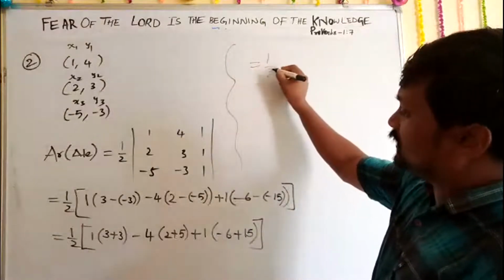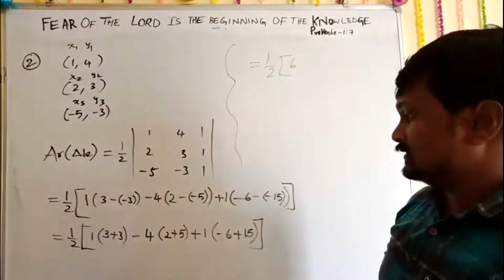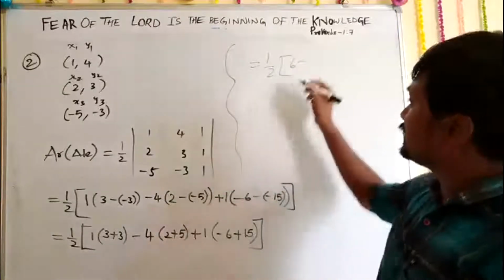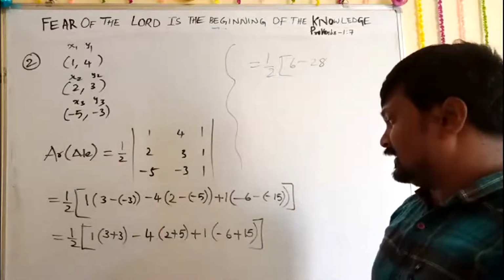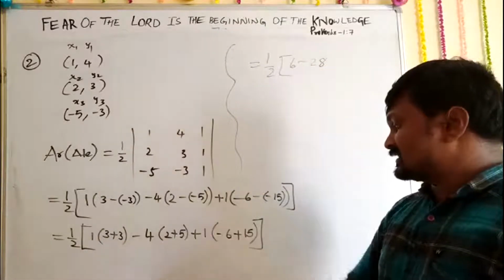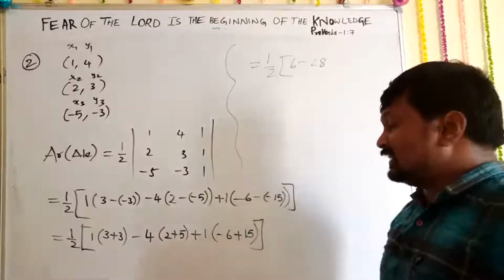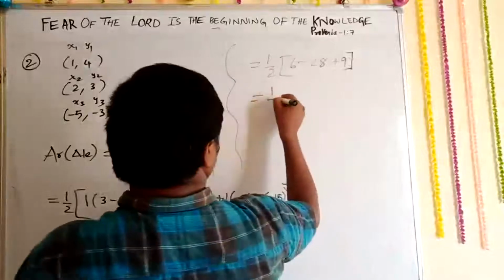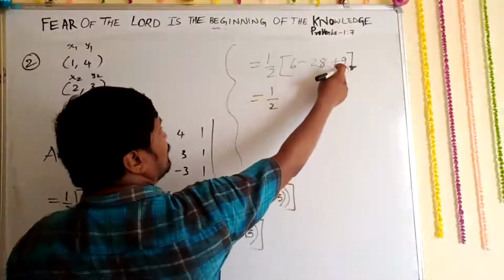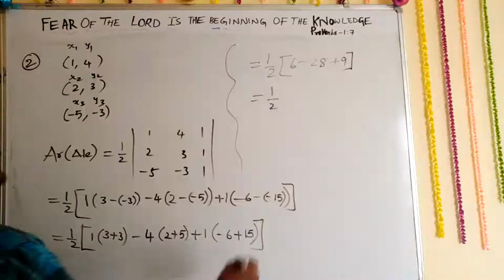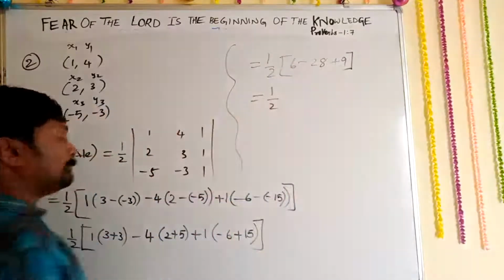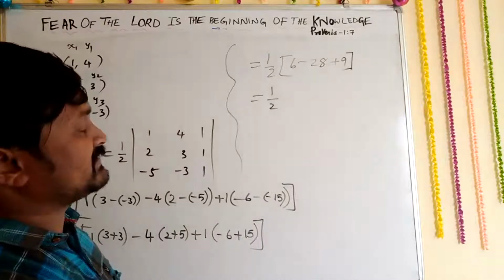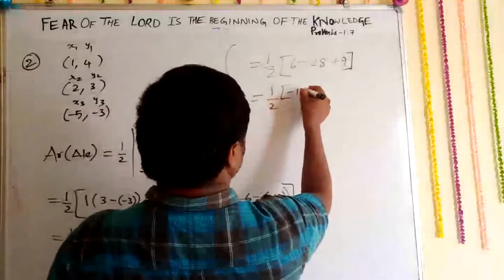So that is equal to half of 6 minus 5 plus 2, 7. 7 fours are 28, then 15 minus 6 is 9, 9 ones are 9, so that is plus 9. So that is equal to half. Now minus 28 plus 9 is nothing but minus 19, and minus 19 plus 6 is minus 13. So it is minus 13.